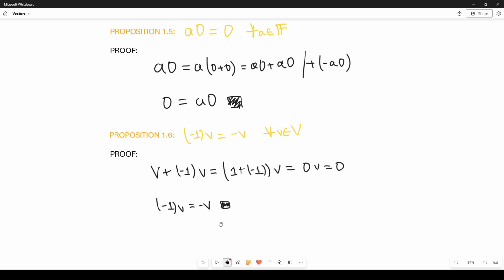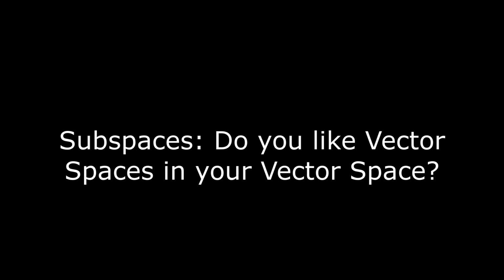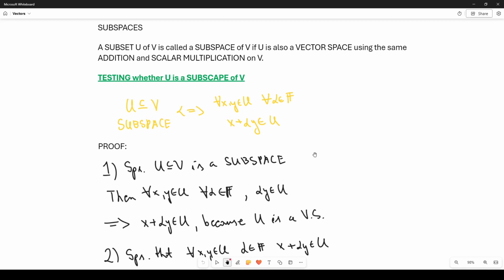So that would be it for the properties of vector spaces for now. Now we introduce the concept of subspaces. So what is a subspace? Well, if we have some subset U of our vector space V, then we will call that subset a subspace of V if and only if U is also a vector space using the same addition and scalar multiplication from our vector space V. So it's a smaller set inside of V that is also a vector space when you take addition and scalar multiplication from the bigger vector space.